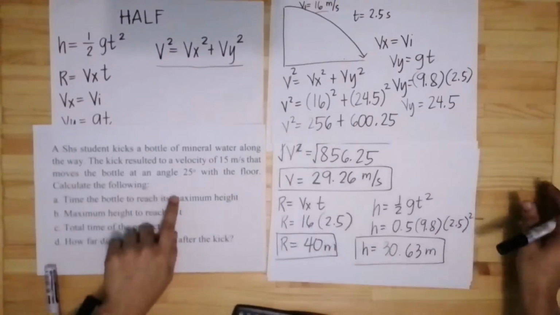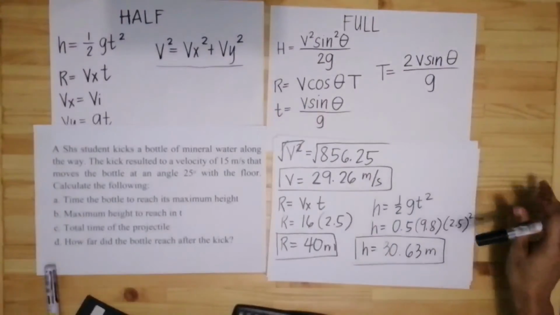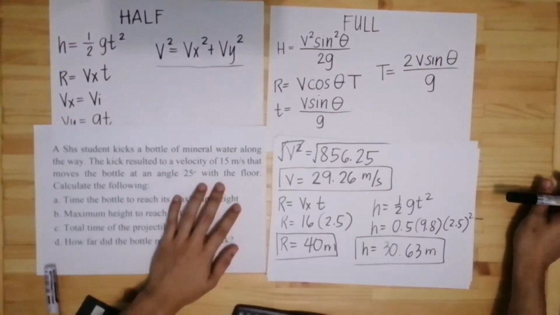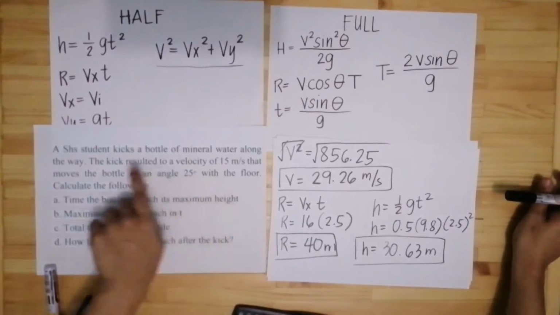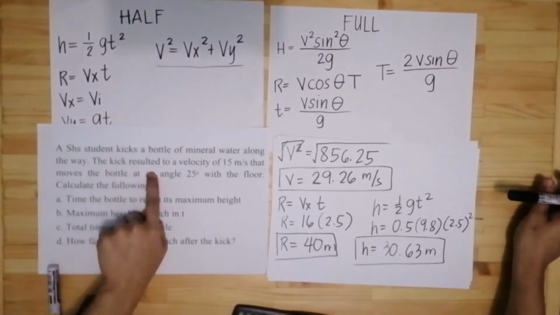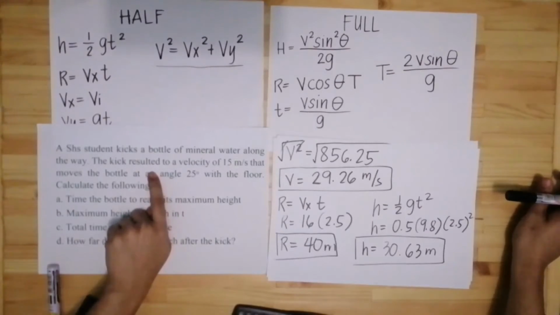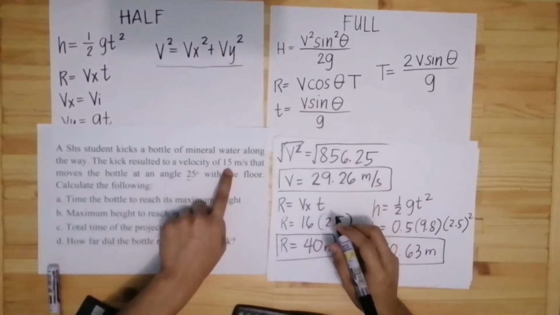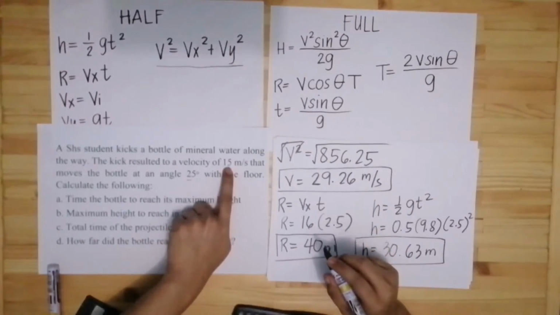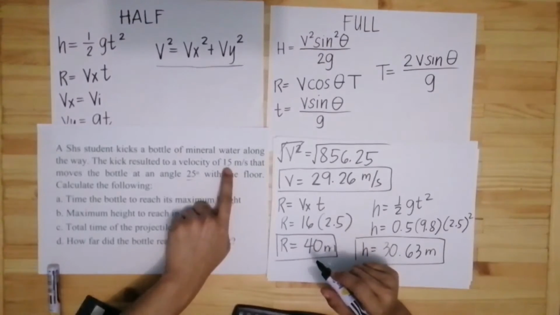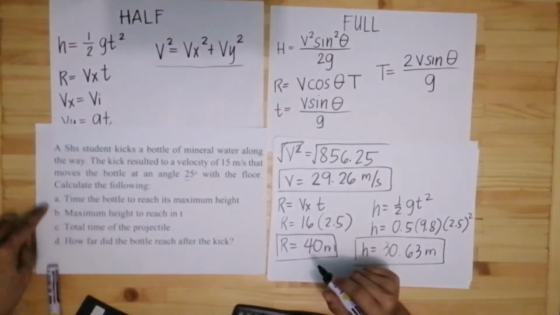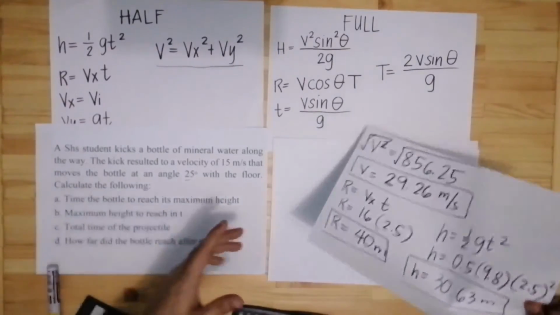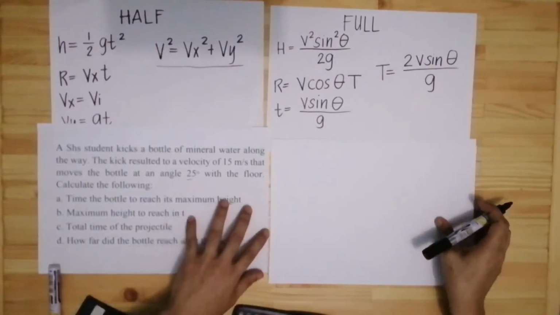A senior high school student kicks a bottle of mineral water along the way. The kick resulted to a velocity of 15 meter per second that moves the bottle at an angle. May angle ulit tayo. So yung velocity na to ay hindi siya x component or y component. Siya ay v, velocity, actual velocity natin. With the floor, calculate the following: A, B, C, and D. So kaya natin to, madali lang to class.